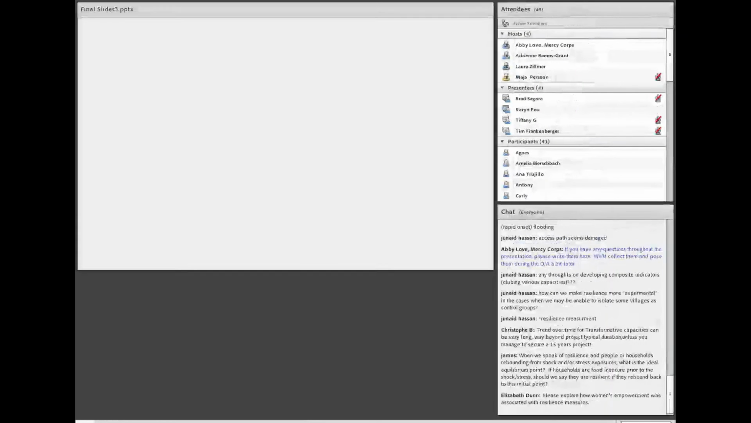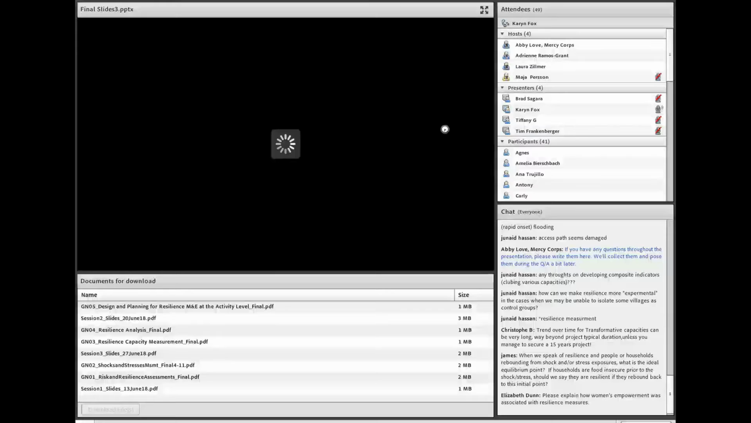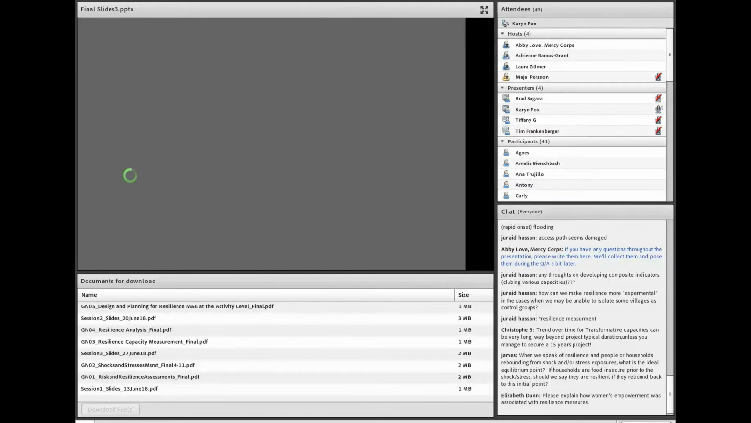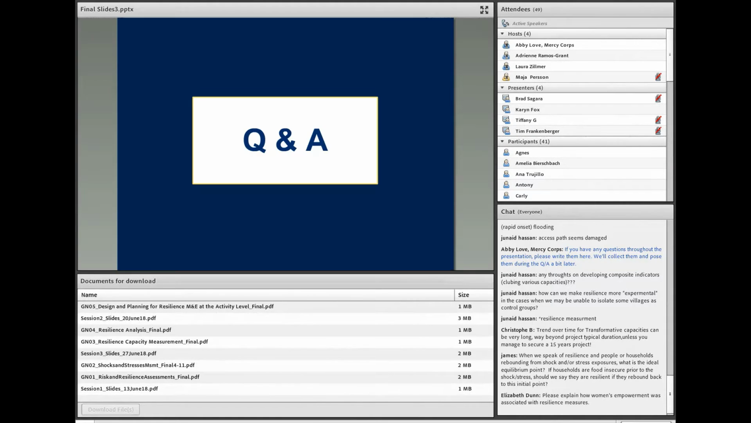And it ties in as well to another key question we have about time frames. How can you design a research or M&E system that can address short-term and these longer-term transformative aspects of resilience analysis?